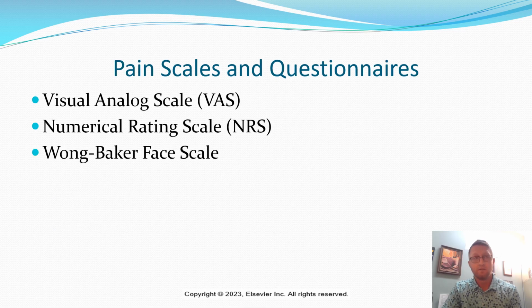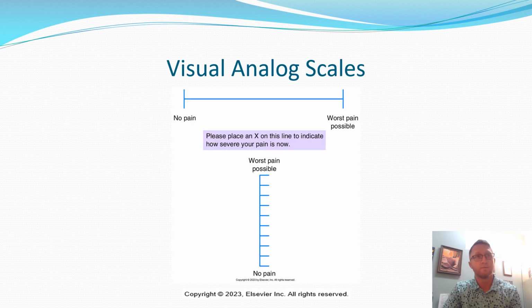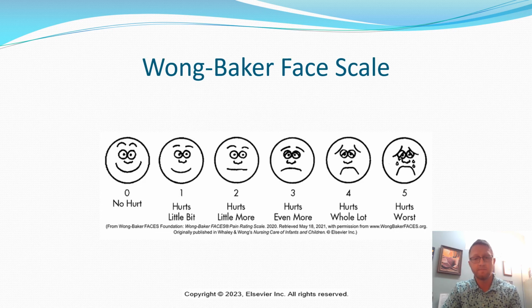Some of the scales that we have used in the past and we've talked about are the visual analog scale, the numerical rating scale, which is probably the most common one that you're going to see in clinic, and the Wong-Baker face scale. So just to review here, with the visual analog scale, your patient is going to place an X or maybe slide a little ruler thing along the line and show how intense their pain is. The Wong-Baker face scale is something you can use if you're having difficulty communicating with your patient, they're nonverbal or something along those lines.